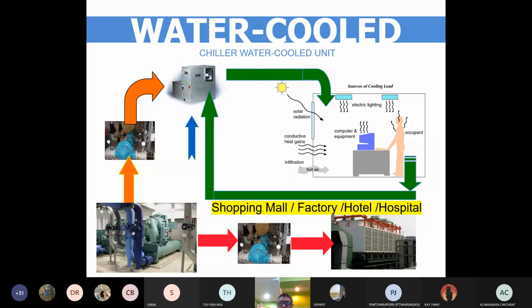So in big buildings, let's say shopping malls, Central Department Store, or the Mall department store, large buildings like hospitals, the big building like the Poparo at Chulalongkorn Hospital, Ramathibodi Hospital, Chakri Naruebodindra, or huge factories like WD or Hitachi, or many factories, they use the water cool chillers.